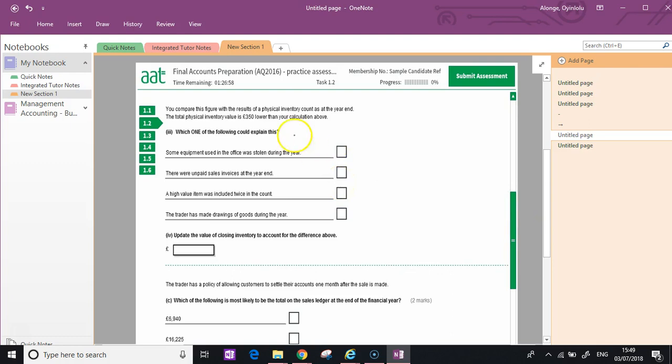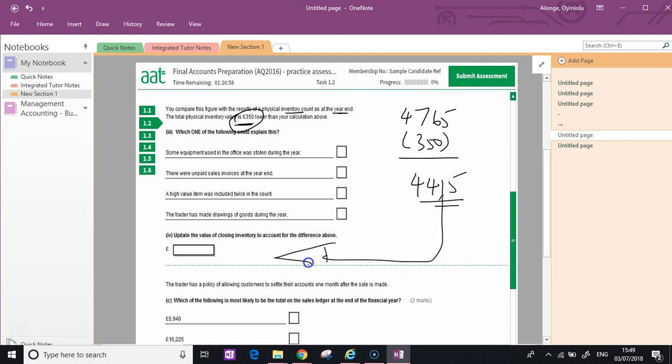So it says you compare this result with the physical inventory count at the year end, and the total inventory value is £350 lower than the calculation above. So you've calculated 4765, and you actually go out there and do an inventory check, and you find out that the goods are actually worth 350 less. I mean, you've kind of answered this by figuring this out. And so the question here is, and to be fair, I don't think I've ever mentioned this one in terms of what this could be. So first of all, this is talking about inventory.